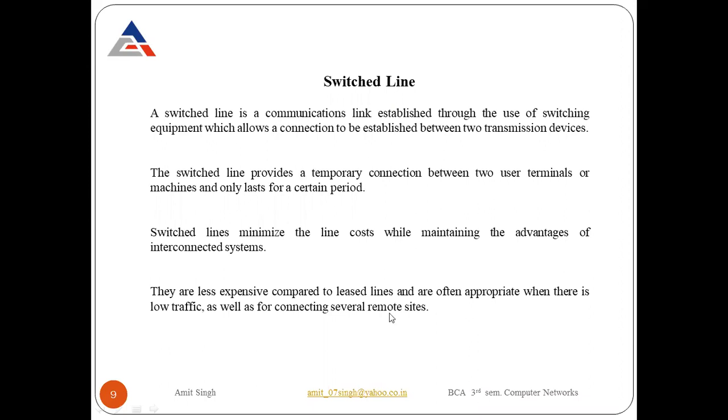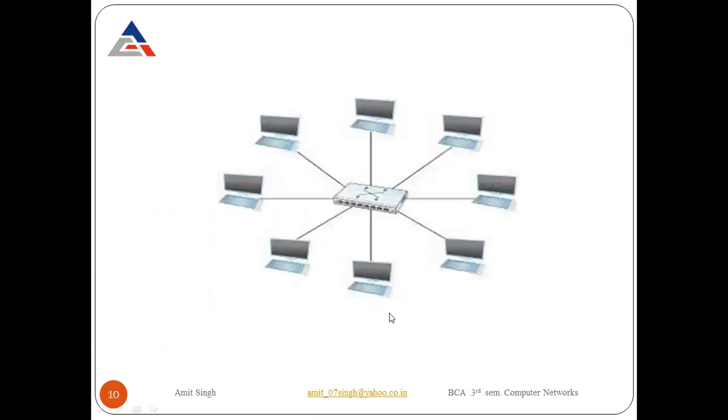So this is the example. Now look at your screens very carefully. It is a switch over there. Now look at the ports: 1, 2, 3, 4, 5, 6, 7, 8. So what it means, the number of ports in a switch means how many devices we can add with a single switch. So in this diagram, we can add 8 different systems with a single switch.